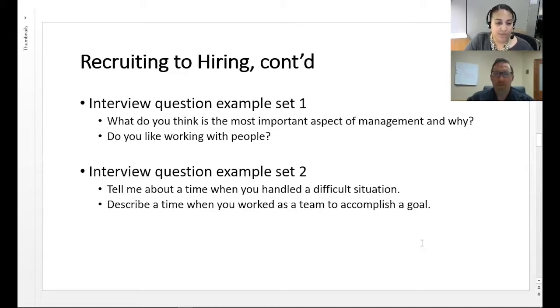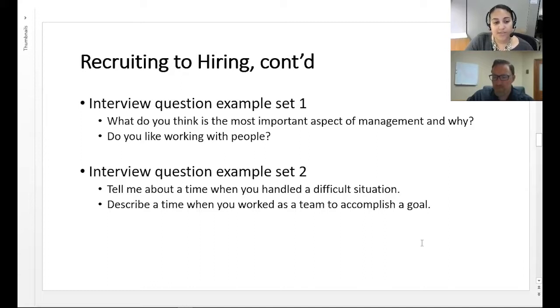And now I want you to compare them to the second set of questions, which say, tell me about a time when you handled a difficult situation. Describe a time when you worked as a team to accomplish a goal. So what are some of the differences that you see here? Really, the first set is asking more of a direct question. The question is more closed-ended, versus the second set, which is behavioral.